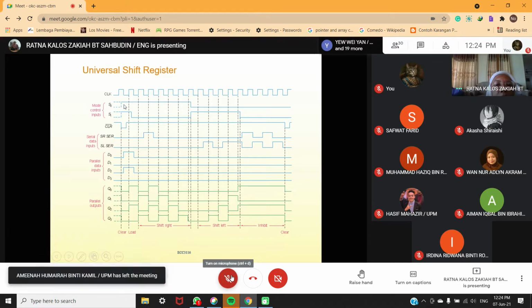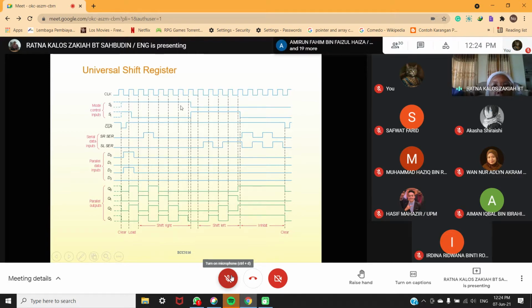Because it says when S0 is high, okay, it shifts to the right. When S1 is high, it will shift to the left. But this one is low. Understand? S0 high, S1 low, okay, shift to the right. When S0 low, S1 is high, shift to the left. Now at this point, both are low. So this part is an init bit. Stop already.